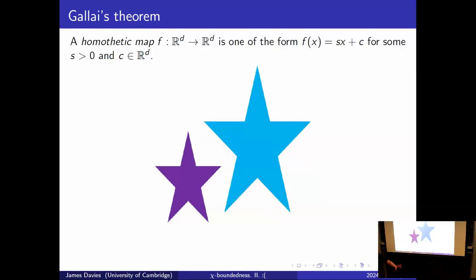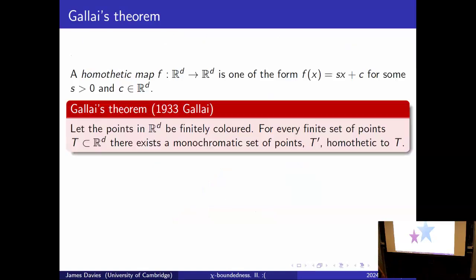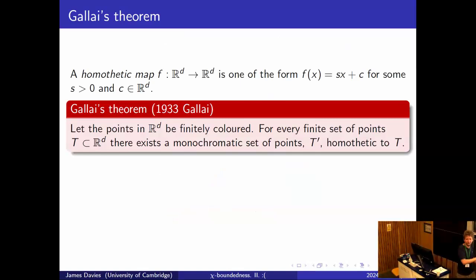It's this scaling, uniform scaling, translation. Okay, so it's a very pretty theorem of Gallai that says that if we have a finite collection of points T in D-space, and we finitely color our space, then we can always find a monochromatic copy that's homothetic to T. You can find a copy of T obtained from scaling and translation that's monochromatic.